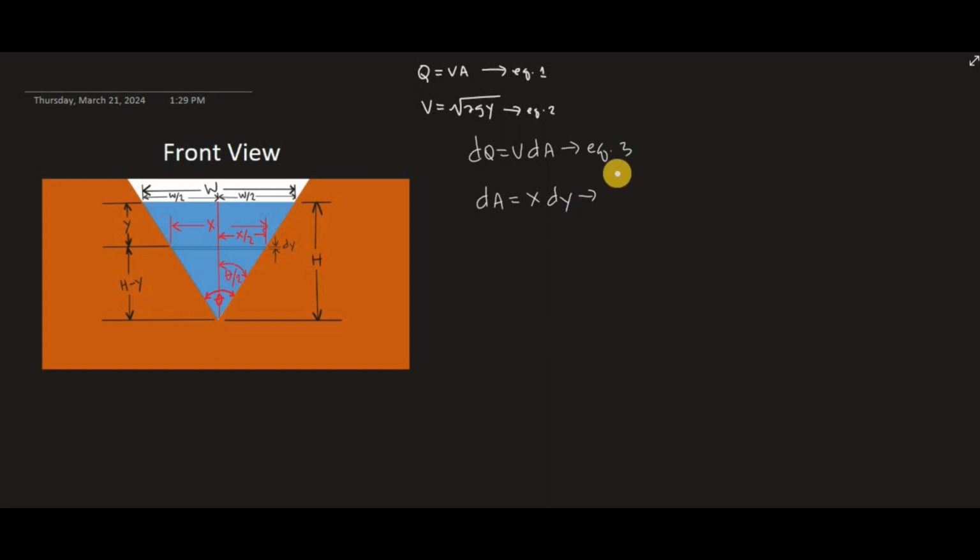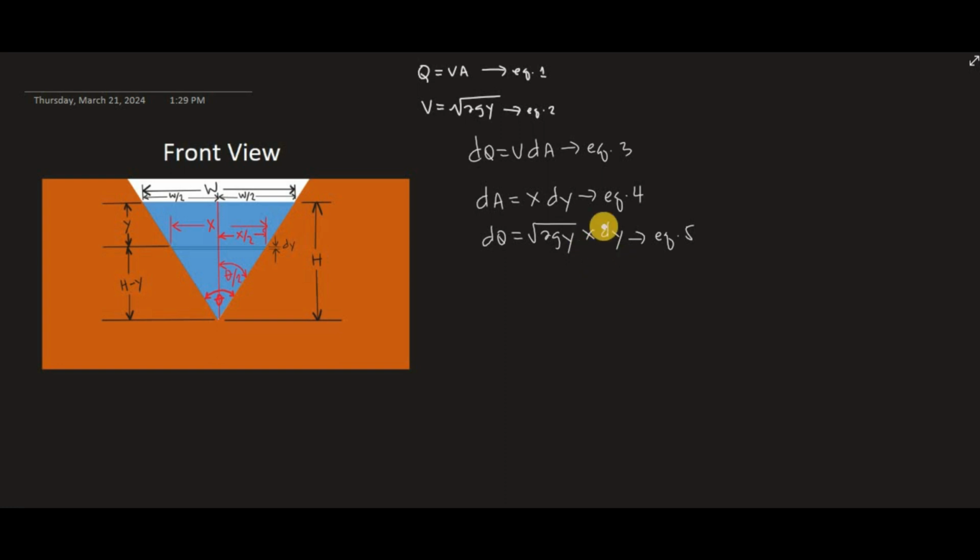And we will label this as equation 4. Now, using equation 2 and equation 4, we can rewrite equation 3 as follows. dq equals the square root of 2gy x dy. And let us call this as equation 5.